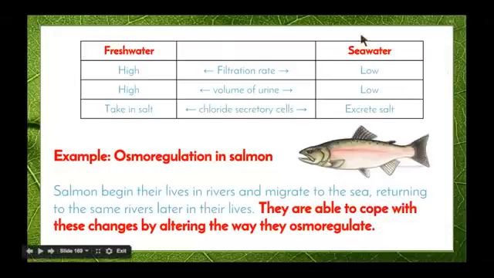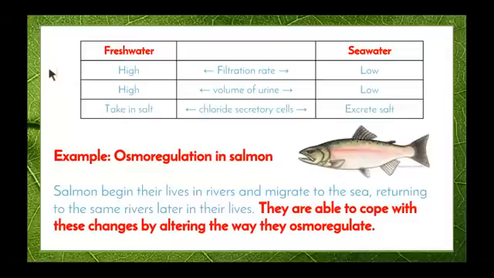So when the salmon are in freshwater, they will have a high filtration rate, they will produce high volumes of urine, and they're able to take in salt as much as possible through their secretory cells. When they're in the seawater, so the main part of their life cycle when they've gone out to sea, their filtration rate changes to be quite low. They produce low amounts of urine, and their secretory cells do the function of getting rid of that excess salt.